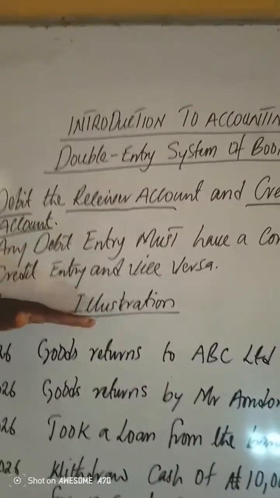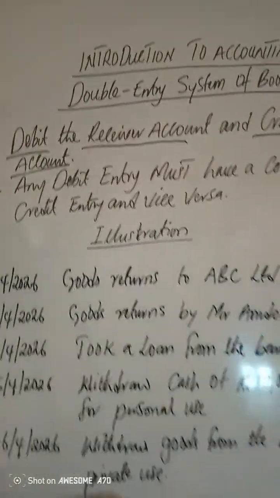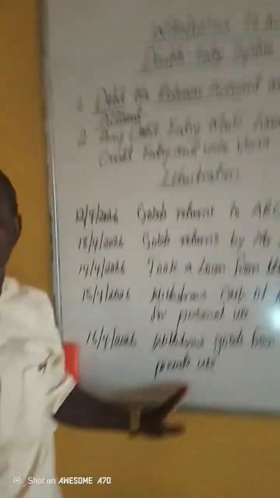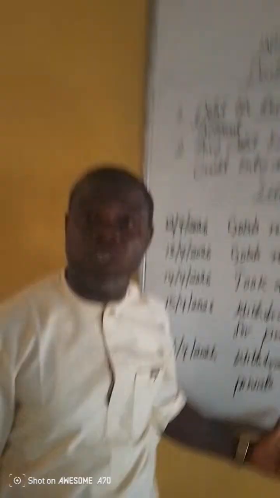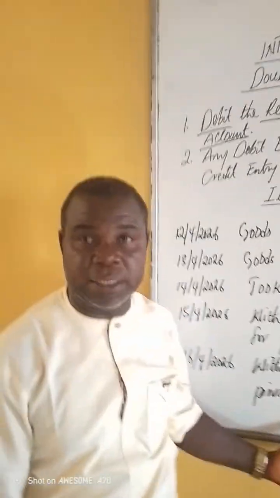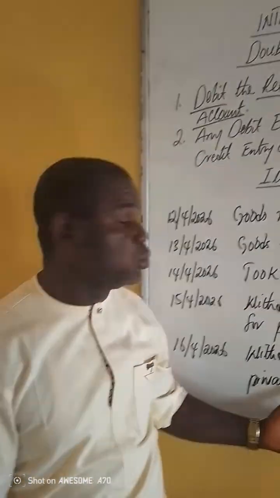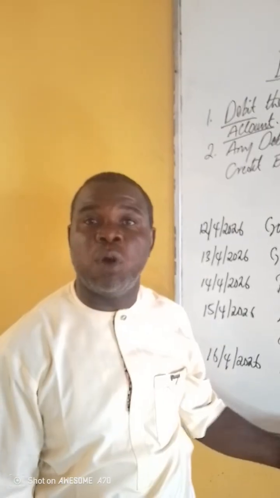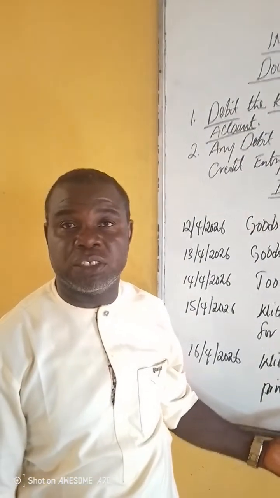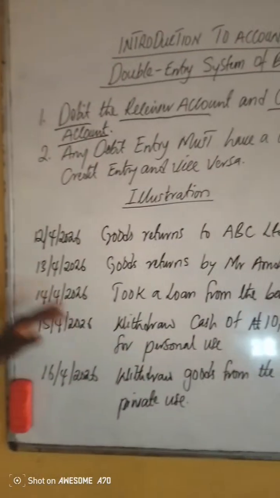Today, in this video, we're going to see more illustrations that are done under double entry via the principles. And these are some of the transactions that are most confusing to learners. Learners find it difficult to post such transactions using the ledger. And that is why I'm here to give more clarity to such transactions. Let's go without wasting time.